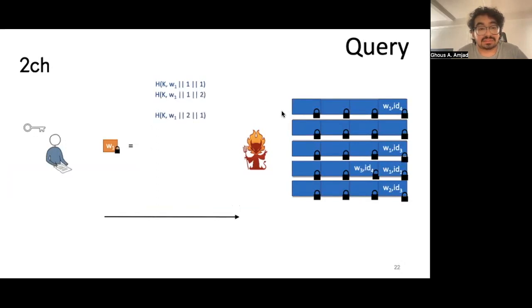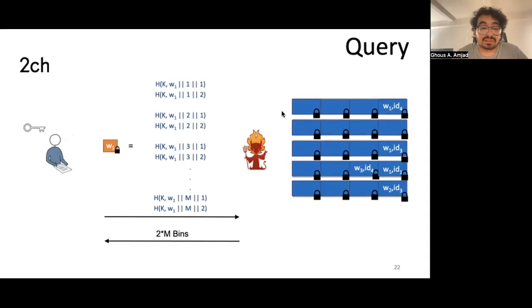Then the second value will map to two more bins, third two more bins, fourth, and so on up to m bins, because the maximum label volume can be m. Now the adversary gets all of these bin identifiers essentially, and the adversary returns 2m bins. I keep saying adversary. What I mean is the server, which we do not trust. And so it returns 2m bins.